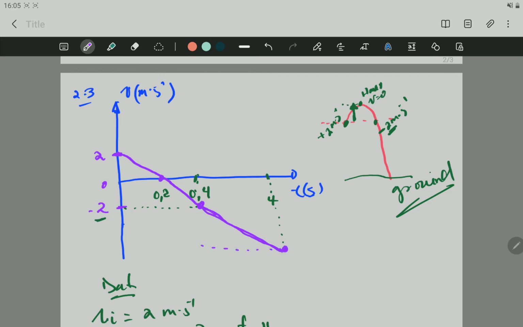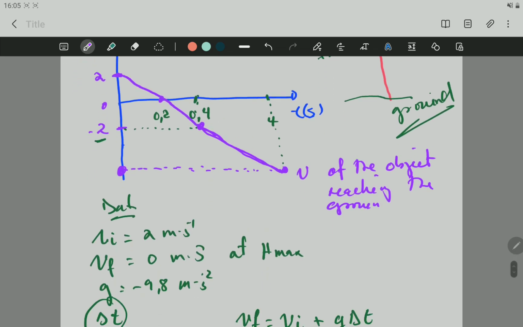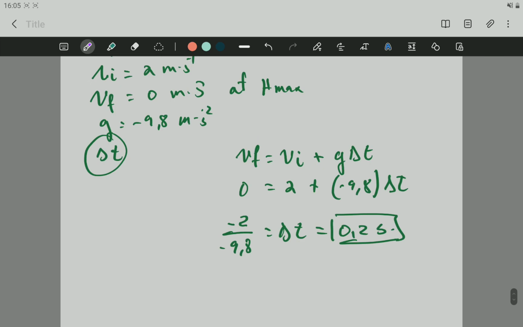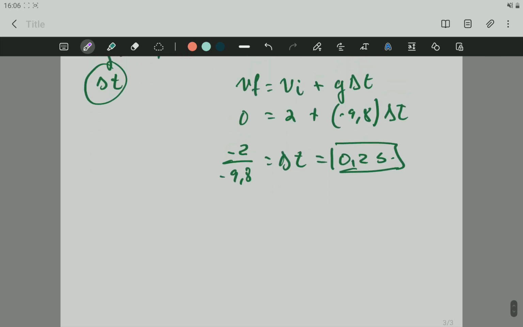Now we don't have the final velocity. This is the velocity of the object reaching the ground. So you don't have it, but we can calculate it. In fact, it will be good practice to calculate it, to know the final velocity of the object, the velocity at which it reaches the ground, okay? But it has not been asked. But we can do it quickly, it's good practice.